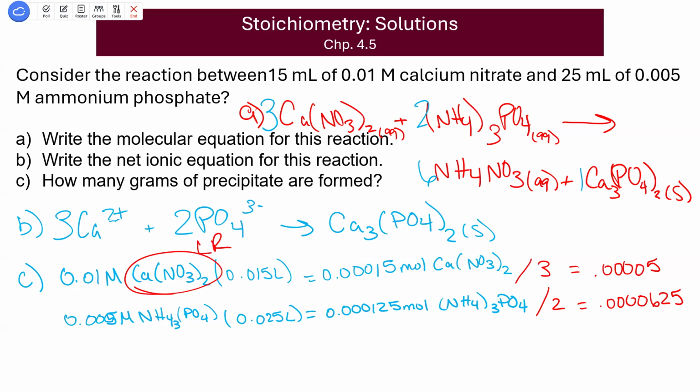Okay, now we don't use that 0.0005 again, right? This is just to tell us this is our limiting reactant. We don't care about it. We still need to use this many moles, the 0.00015 moles. How are we going to get to grams? We need to use our molar mass. What else do we need to use? Our ratios as well, right? So you can prove that to yourself moving forward.